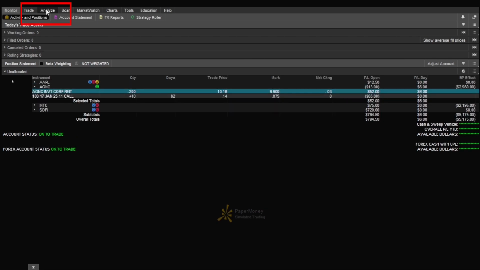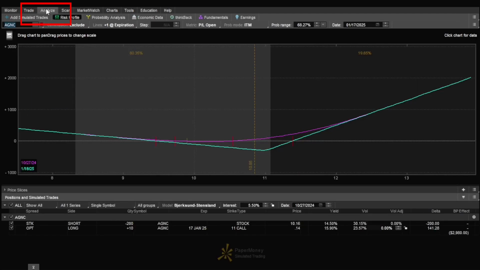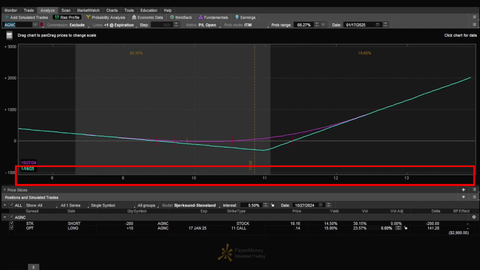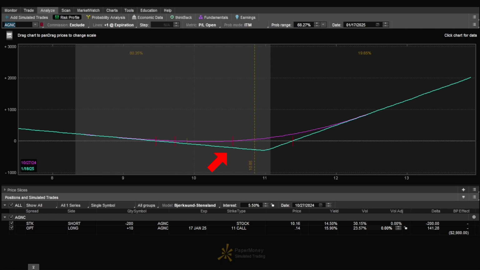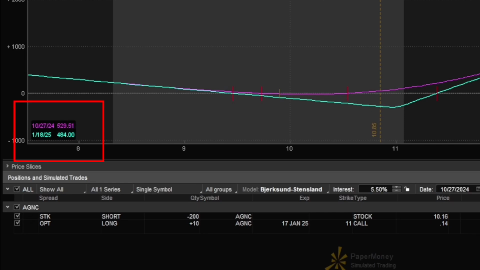So if I go into my risk graph, which can be found under the Analyze tab, I can see my profit and loss axis on the left and the stock price axis at the bottom. The blue line is the expiration value and the purple line is by default today's value. And if I just hover across the graph, at the bottom left corner, I can see the profit and loss numbers for both those lines. One shows for today's date, the other is the expiration date.